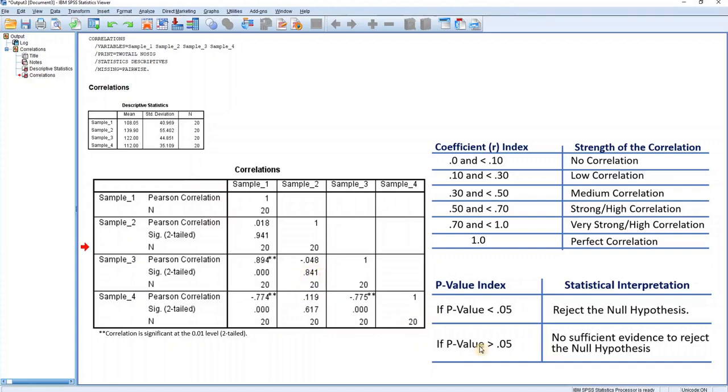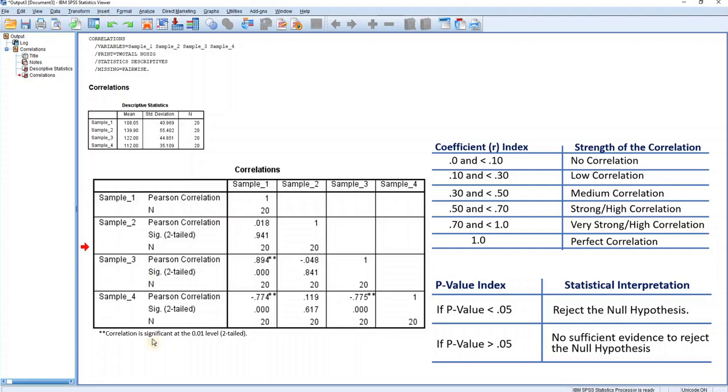From the p-value index table, this means that we have no sufficient evidence to reject the null hypothesis because the correlation coefficient does not differ significantly from 0. Therefore, there is no linear correlation between sample 3 and sample 2.